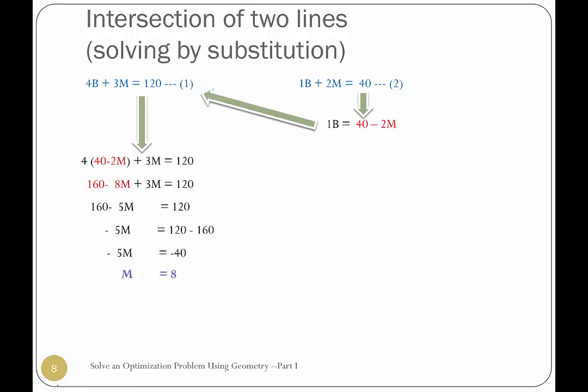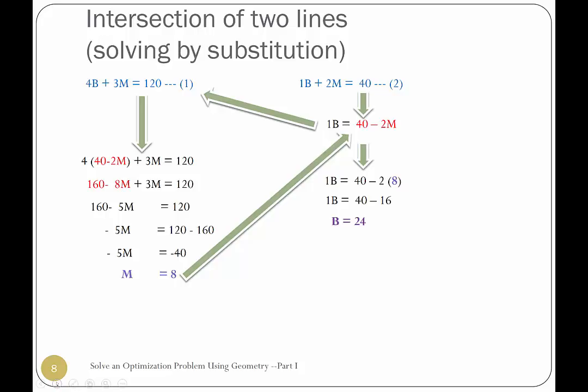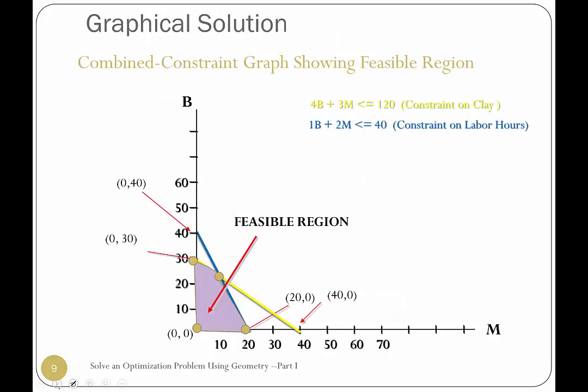So m is equal to 8, and once you figure out the value for m, plug this value of m back into one of those equations. I'm going to go back to equation number 2 and substitute and solve for b. So b is equal to 24. So the intersection point is 8, 24. Let us add this information on the feasible region.